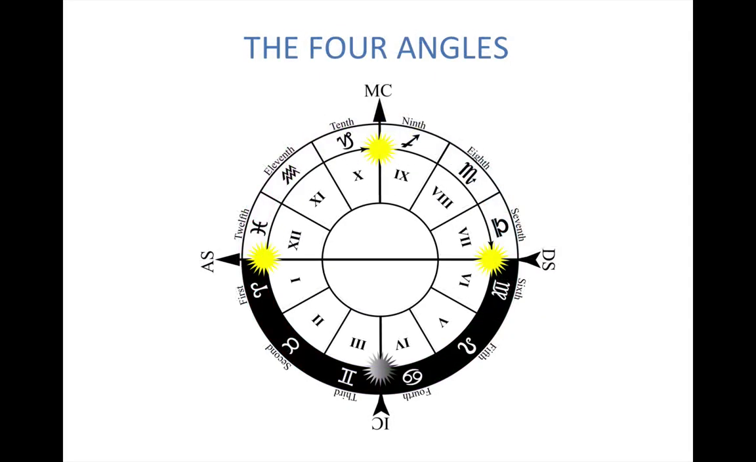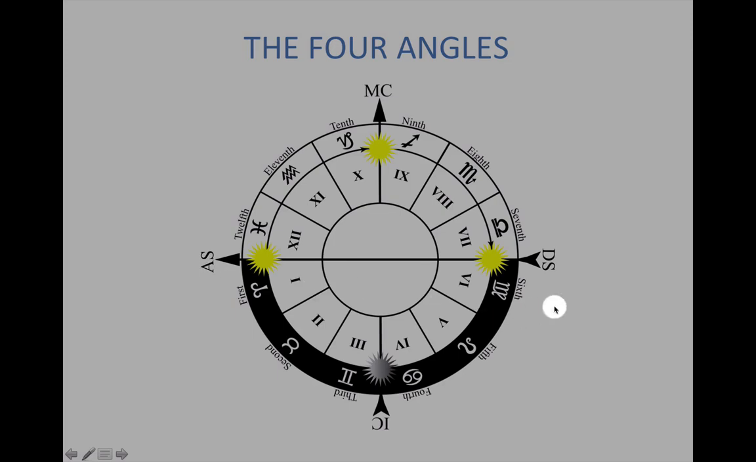So another way of looking at these 12 houses is to see the horizontal line which is going from the ascendant to the descendant. You can see this line. You can imagine that you're actually standing there on the ground, and everything above your head is like here, and everything below your feet is there.